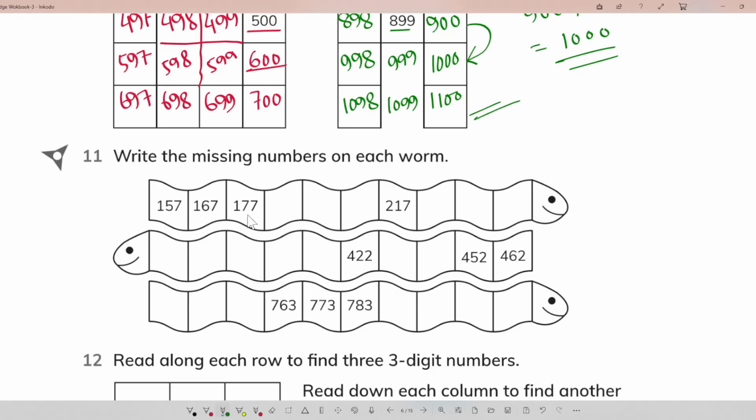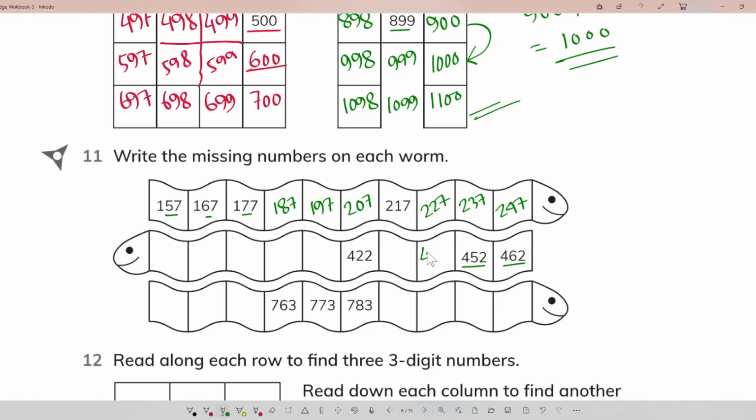Now write the missing number on each worm. 157, 167, 177. So what about in here? Here is 187, 197, here 207, here is 217 already mentioned. So just 10 increase, right? 10 increase, 57, 67, 77. So here should be 227, 237, 247.